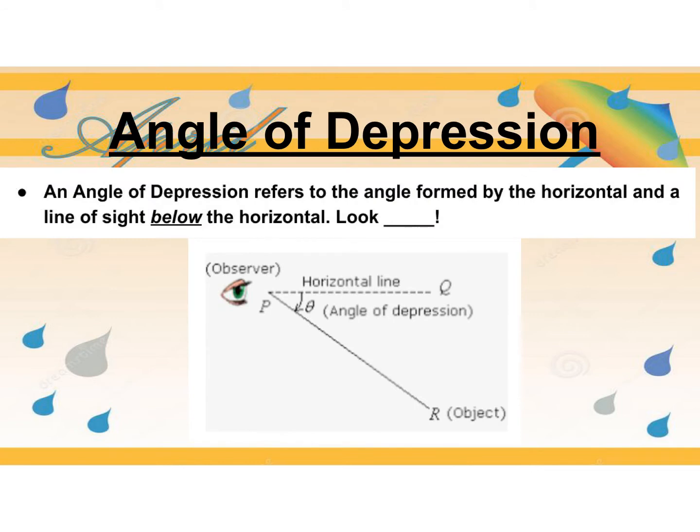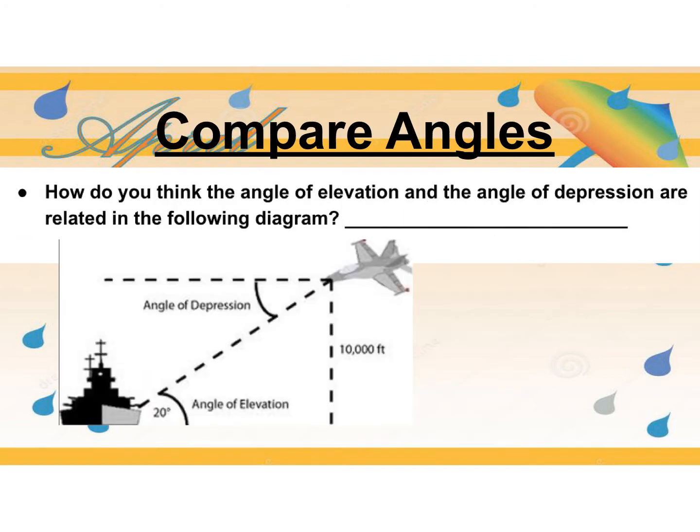The angle of depression, here's my eye, and then I have X-ray vision straight out. The angle of depression is the angle formed by the horizontal and then a line of sight below the horizontal. So you are looking down. When you're looking down, we're talking about the angle of depression.